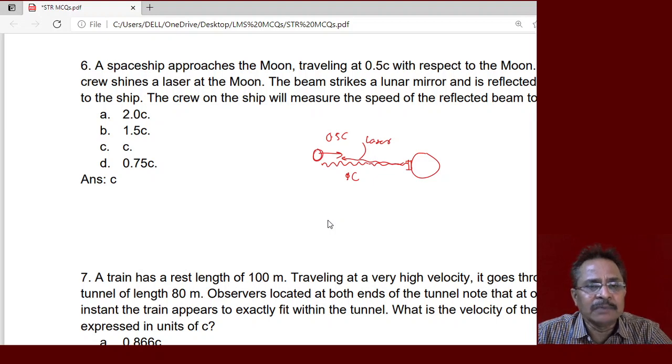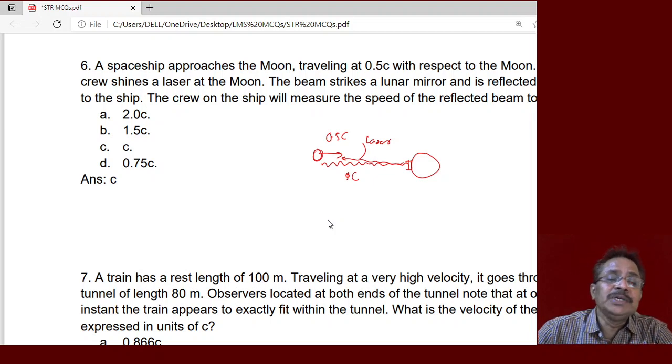Once we understand that this is a direct consequence of the second postulate of STR, special relativity, that the velocity of light, and a laser is also one form of light, is constant for all observers independent of their motion. Whatever the situation, whatever the motion of the spaceship, whatever the mirror kept on the surface of the moon, doesn't matter. Every time the velocity of the light reflected from the moon surface approaching the spaceship must again equal the velocity of light, c. And that's the correct option of question number 6, C.